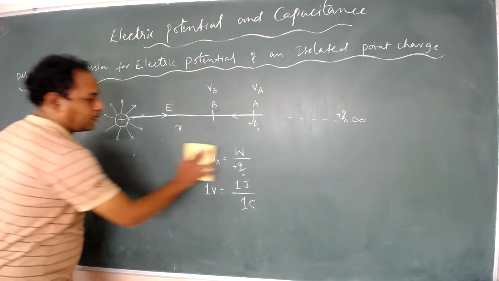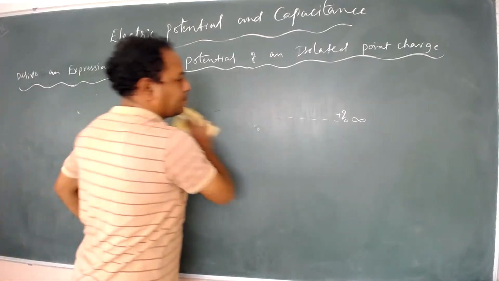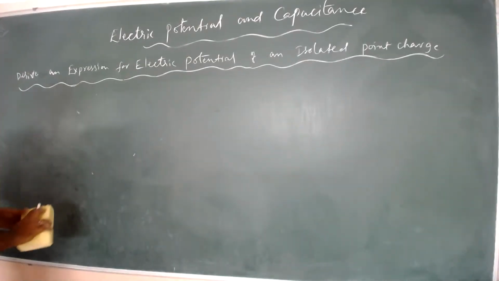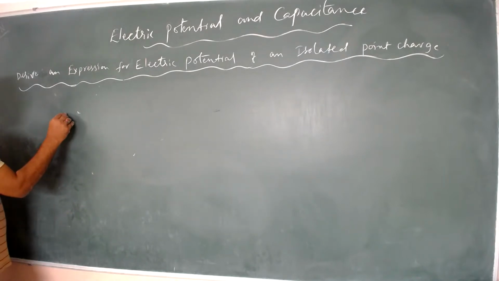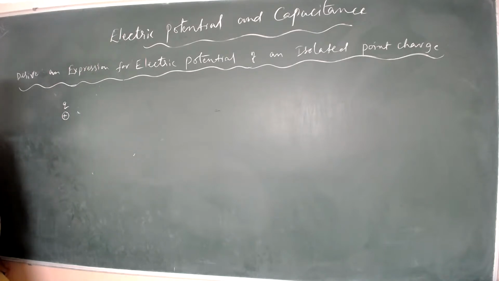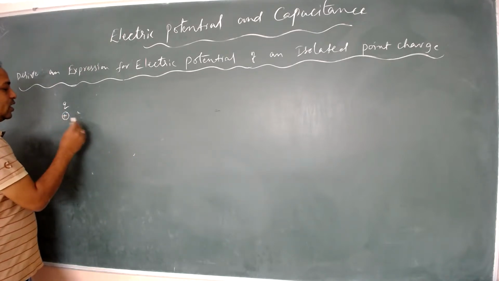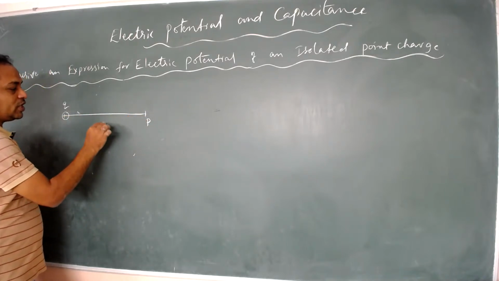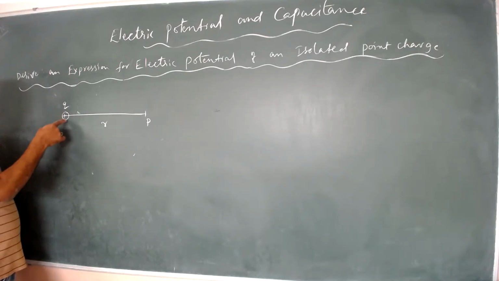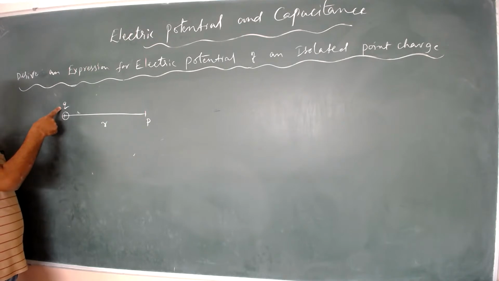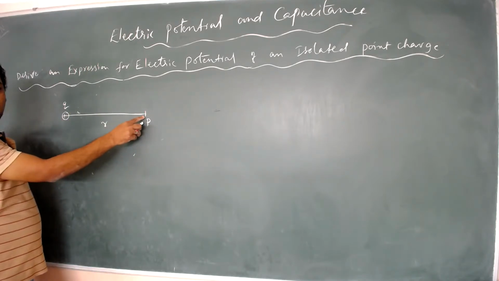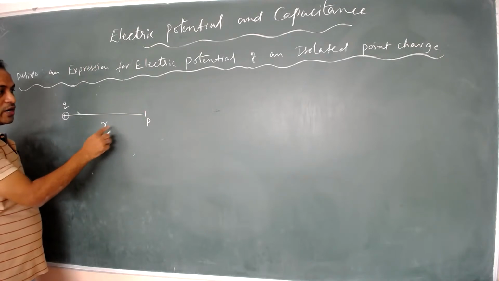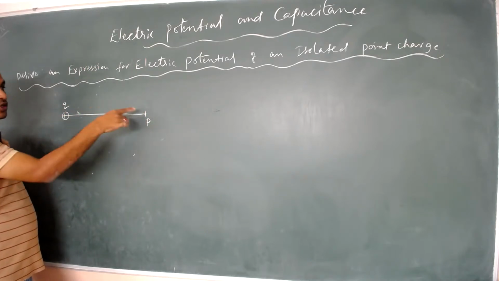Let us see. Let us consider that this is one charge I have taken, an isolated point charge whose charge is Q. Here I wish to calculate the electric potential at a point P, which is at a distance R. So at distance R, that is at this point, we have to find its potential.